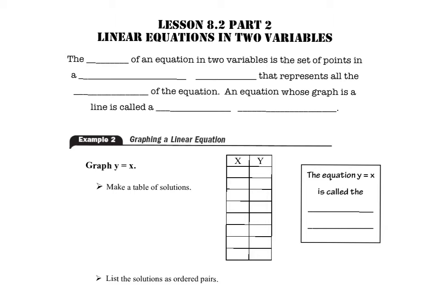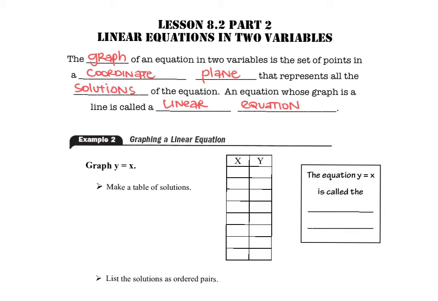The graph of an equation in two variables is the set of points in a coordinate plane that represents all of the solutions of an equation. An equation whose graph is a line, we're going to be looking at straight lines today, is called a linear equation. So everything we graph in today's lesson is going to be a straight line.